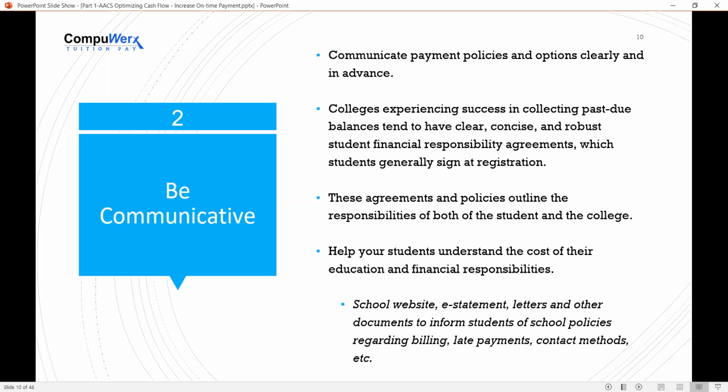You could post it on your school website and the school social media sites. And also when you send your student an email with the e-statement or letter or any documentation, you want to make sure that the payment policies and options are clearly stated right in the statement or any type of documentation, with the payment date, what happens if the payment is late, and the contact information for the school.